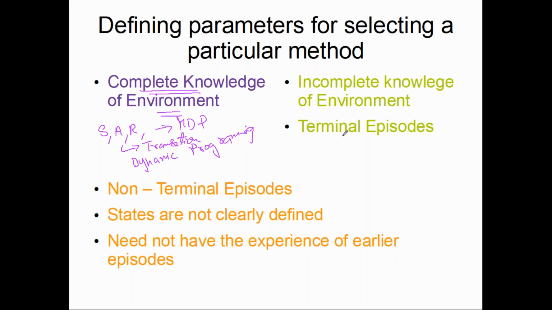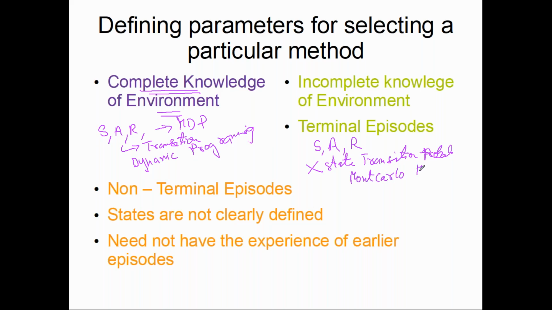Next, in some instances we will not have complete knowledge of the environment. We may know the states, actions, and rewards, but we never know the state transition probability when moving from one state to the other. The state transition probability is not known. In this case, we use a method called the Monte Carlo method.